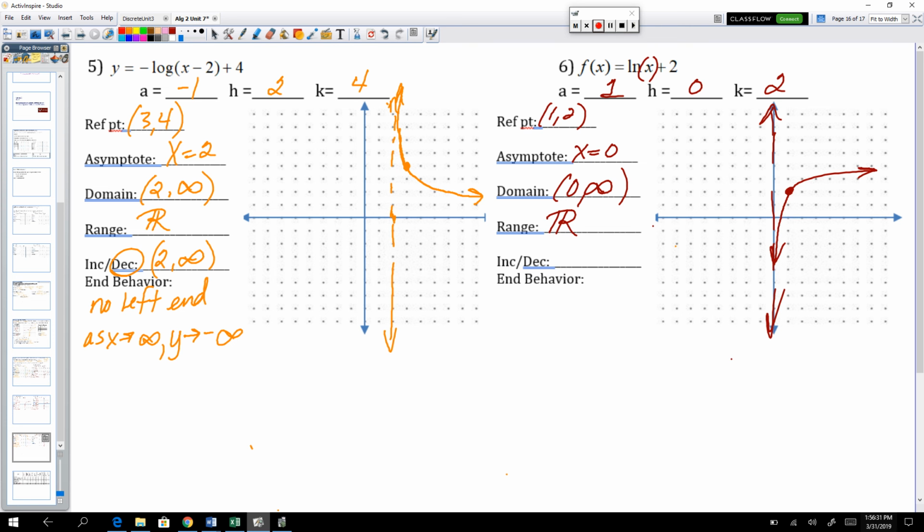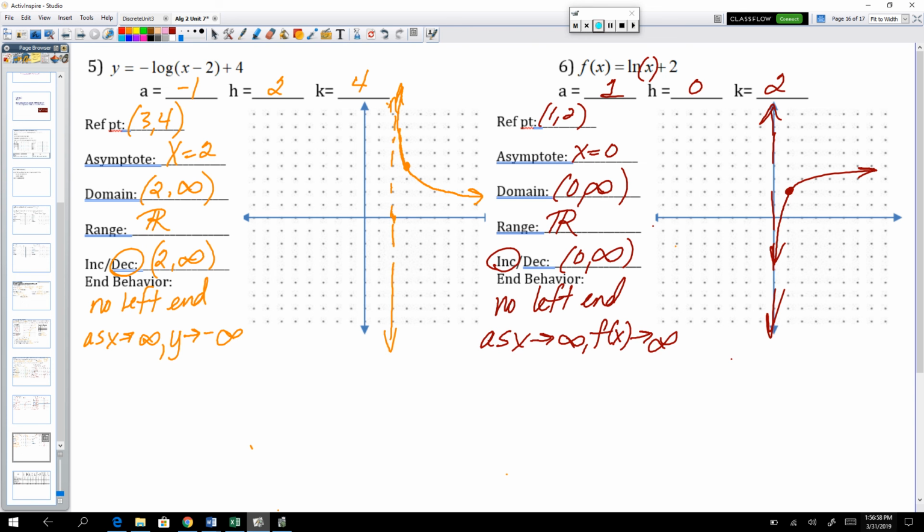Our range is all real numbers. So notice, even with that weirdo base of e, the transformations happen the exact same way. So don't let that natural log scare you. And then increasing, decreasing, we are increasing from 0 to infinity. We have no left end. And on the right, as x goes to infinity, f of x will eventually go to infinity.